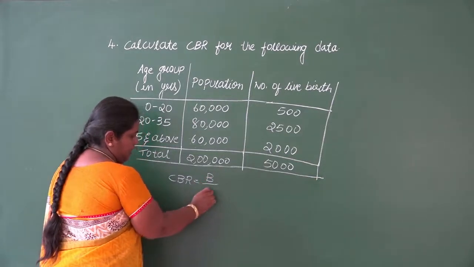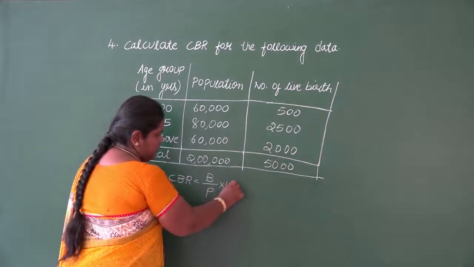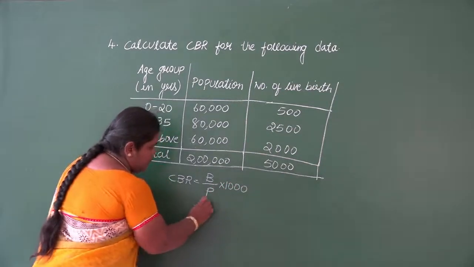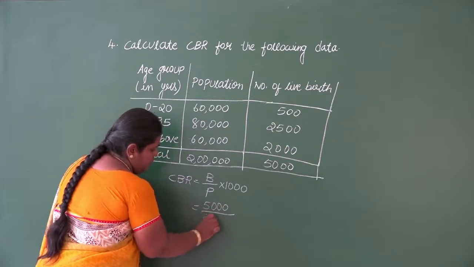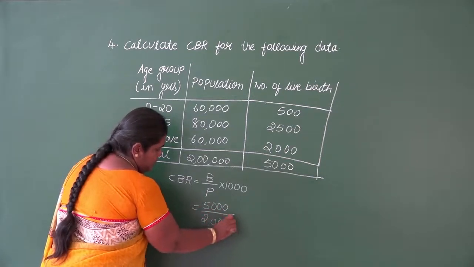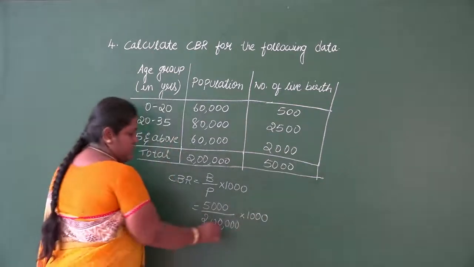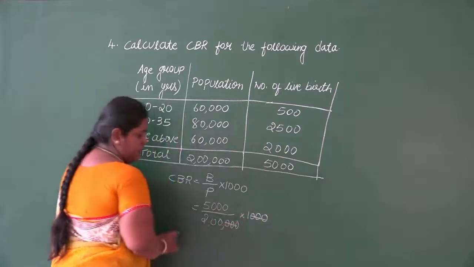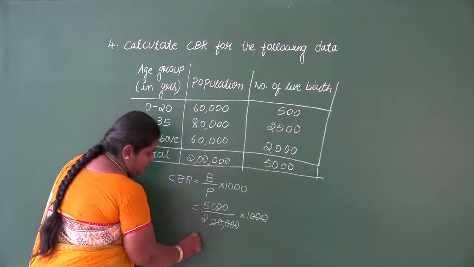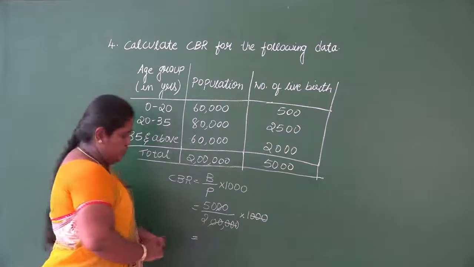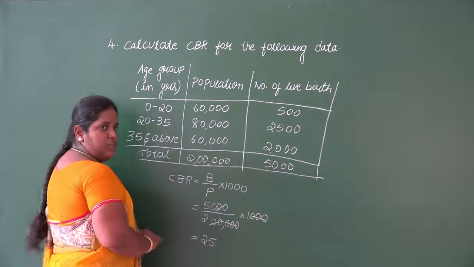So CBR formula is B divided by P into 1000. So here B value is 5,000 divided by 2 lakh into 1000. So now you can cancel here 1000 and 1000, and even these 2 zeros you can cancel with this. Then you will get 50 divided by 2. So 2 into 25 is 50. So 25 is the answer for this.